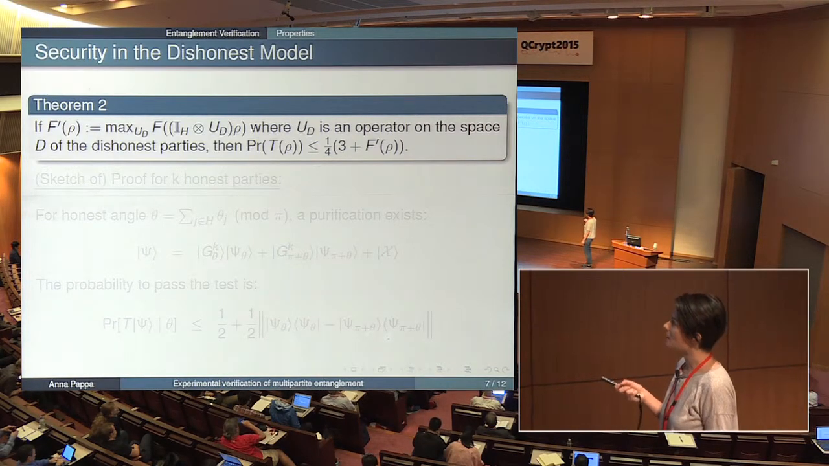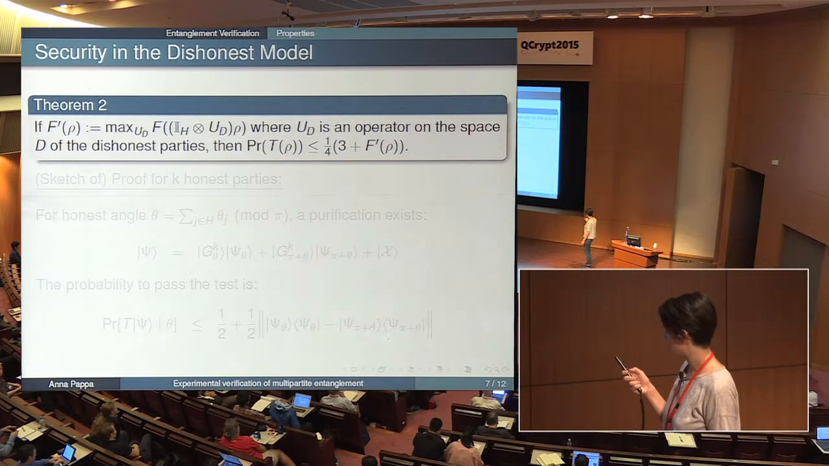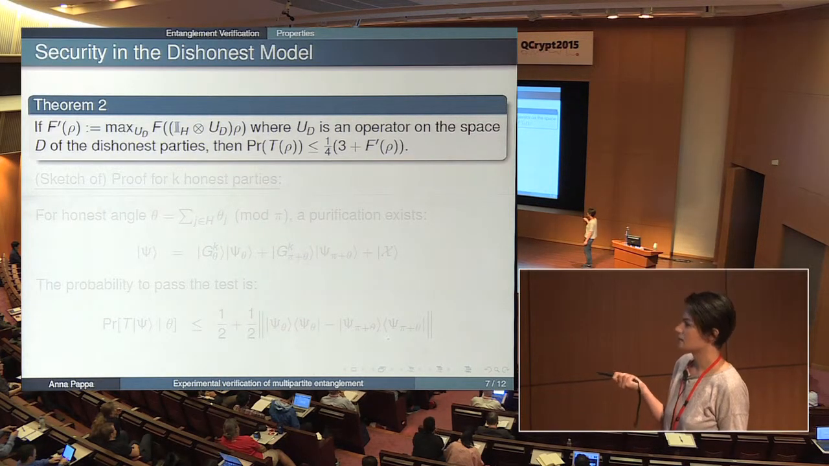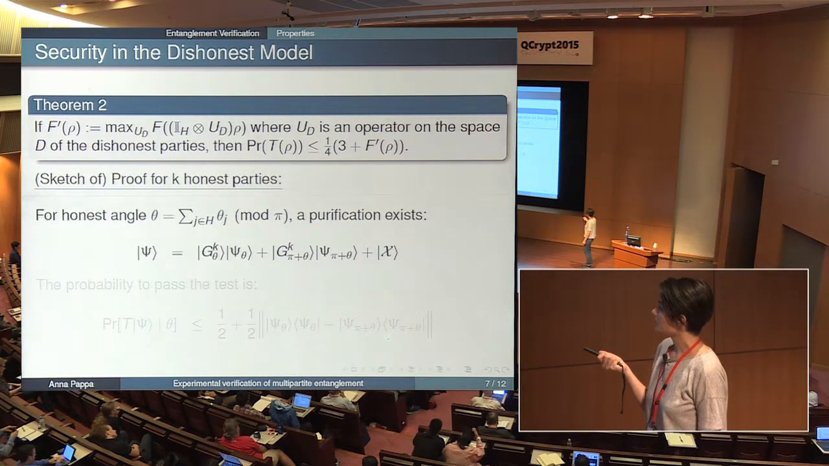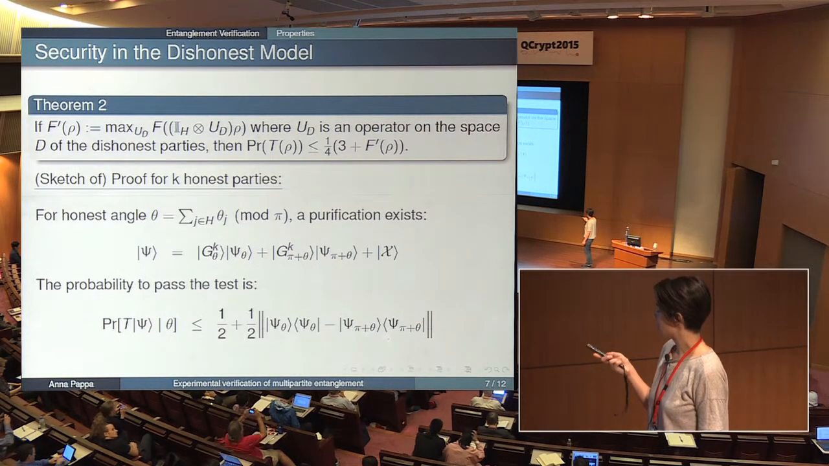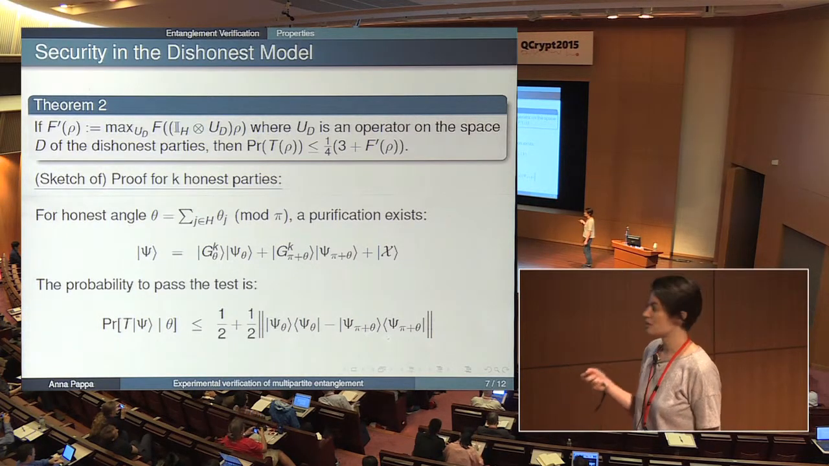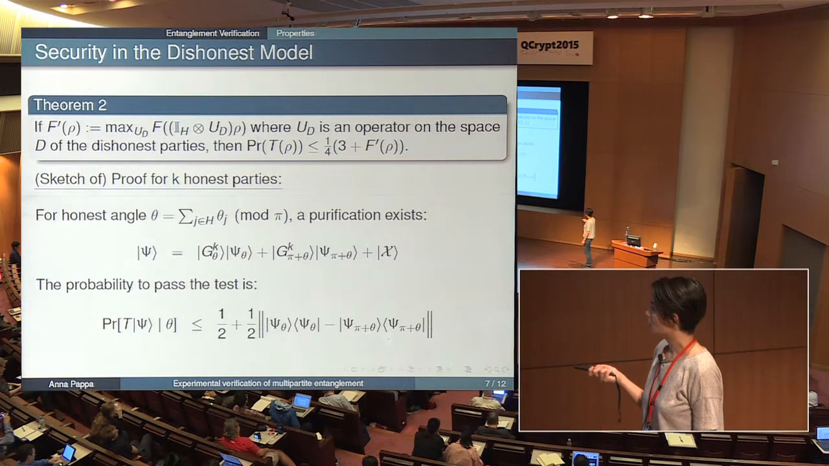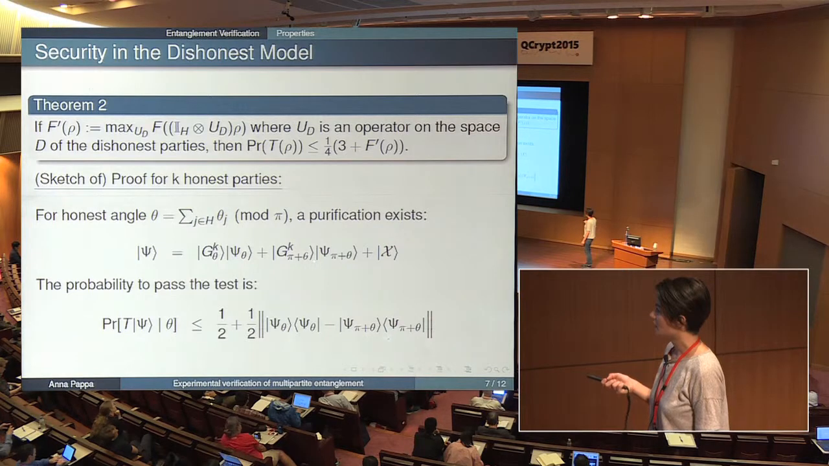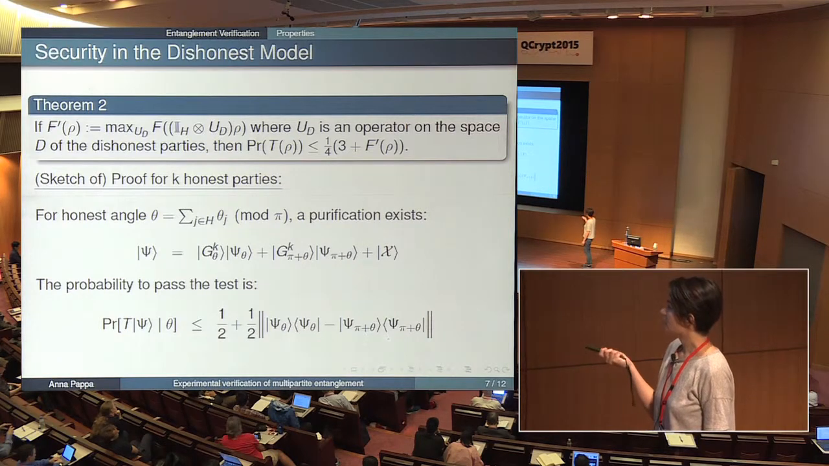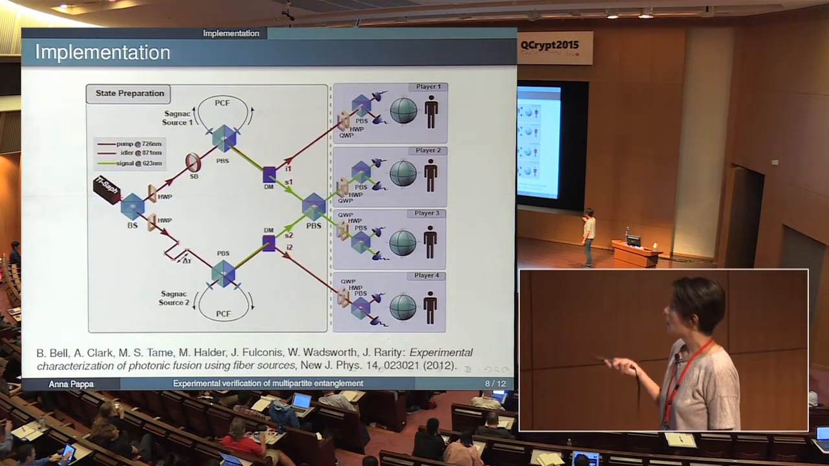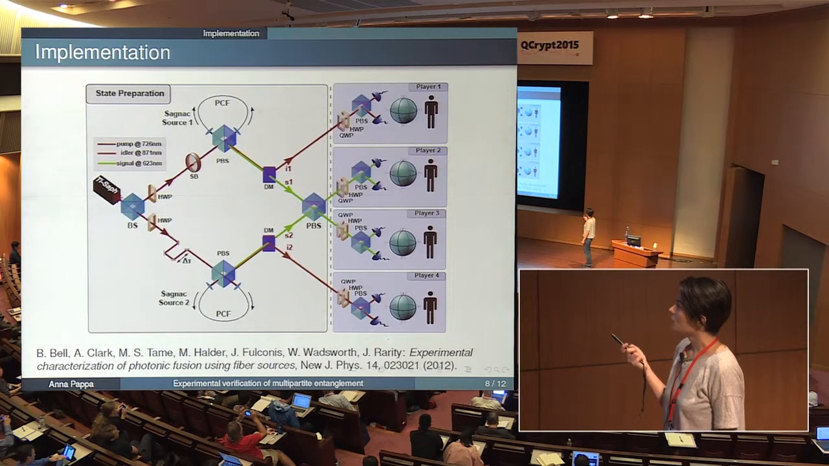Then again, we can upper bound this probability by a function of this maximized fidelity, which is a bit different than before. It's 1 over 4 times 3 plus this maximized fidelity. I'm not going to go through the proof, but it's basic. The proof is actually based on doing this Helstrom measurement on the state and trying to distinguish between the two correct states that the honest players are expecting to find.